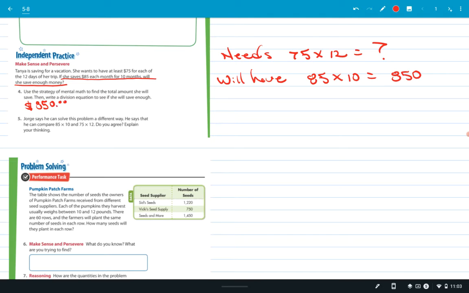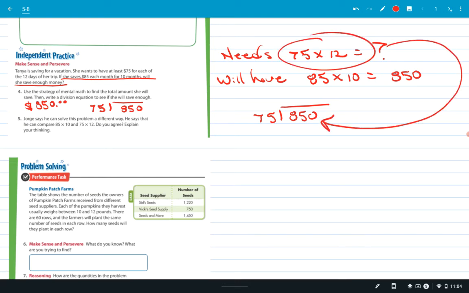And then it says, then write a division equation to see if she will save enough. Write a division equation. Well, so what they're asking you to do is to see how many times, if she's going to spend $75 a day, how many times 75 will go into 850? When they're talking about a division problem, it's that. And so I've done that now for you. At least I've set it up, 850 divided by 75. That's one way to do it. I actually think, for me, it'd be easier just to multiply 75 times 12 and see how that compares to 850. All right, that's the way I would do it, but they're asking you to do it a division way.